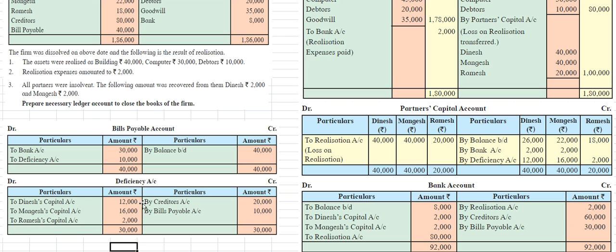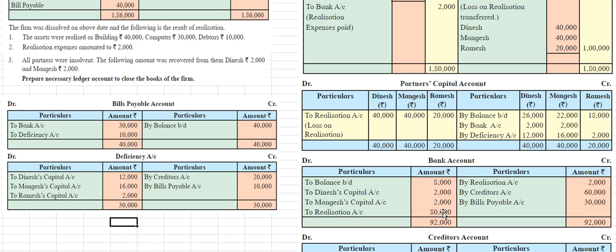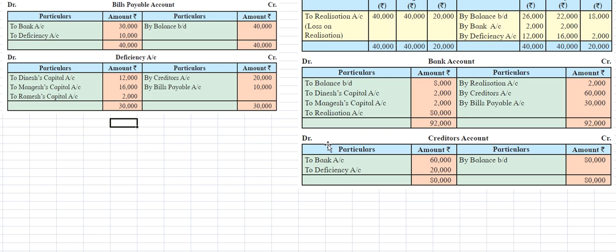This 30,000 rupees we cannot pay to the bills payable account and the creditors account. So that's why this 30,000 into 4 divided by 6. The amount of 20,000 is not able to be paid to the creditors, and I have shown it in the working note.